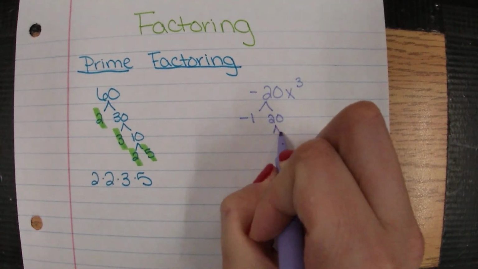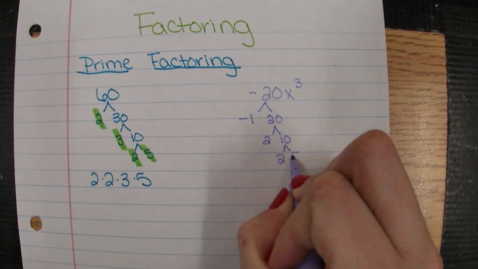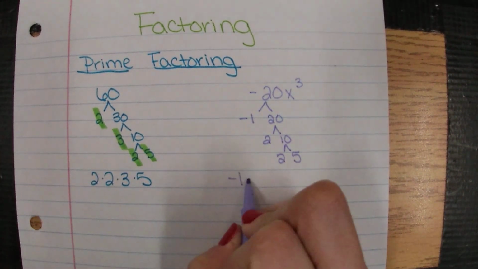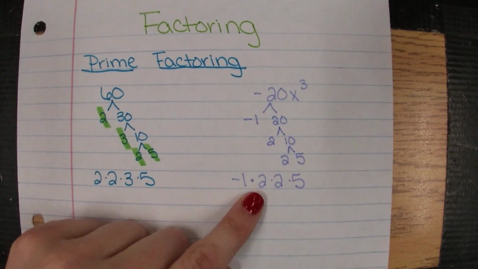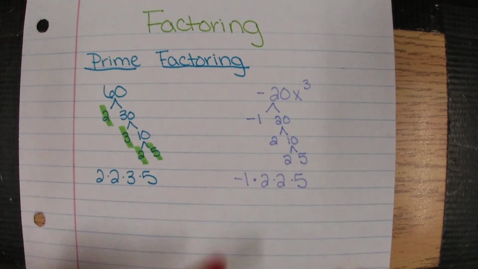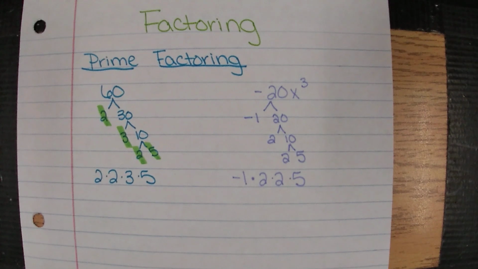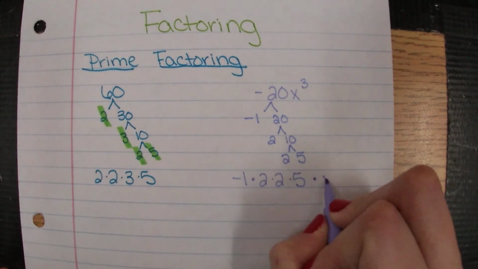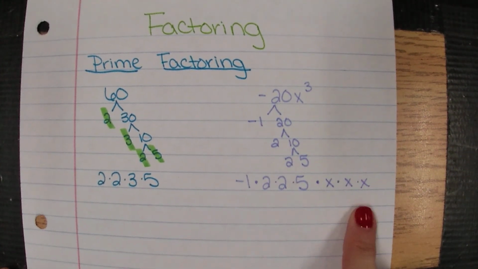Okay, and then we'll split up 20. So 2 and 10, 2 and 5. So now we're at negative 1 times 2 times 2 times 5. Don't leave this as a negative 2, because negative 2 has factors of negative 1 and 2 and negative 2 and 1. So we want to make sure we get that negative 1 out. But we can't forget this x to the third up here. If we want to prime factor an x to the third, x to the third splits up into x times x times x. And so my prime factorization would be this whole big chunk.